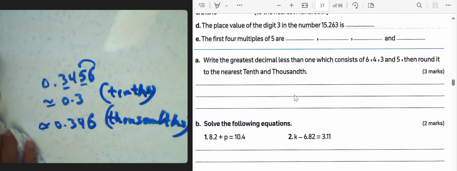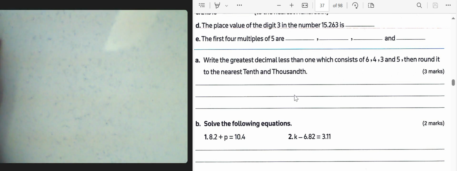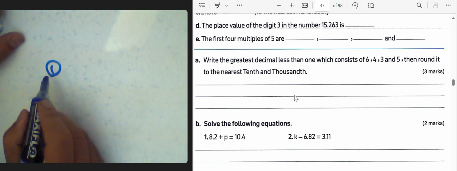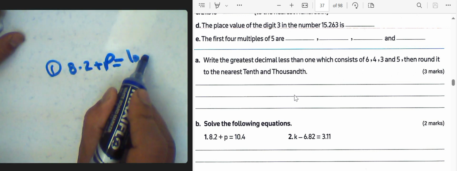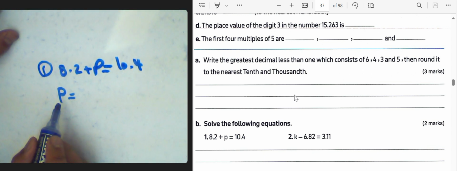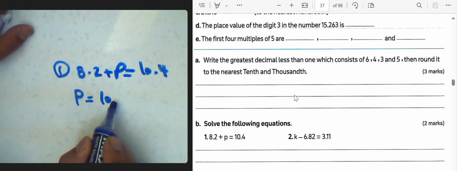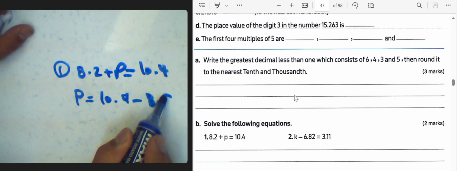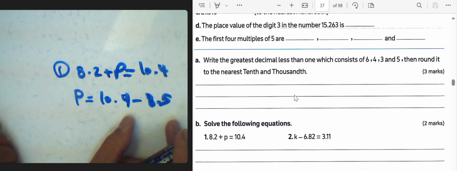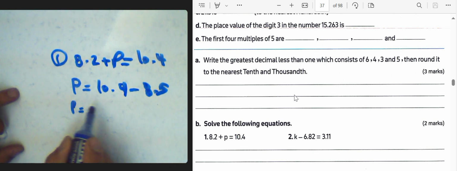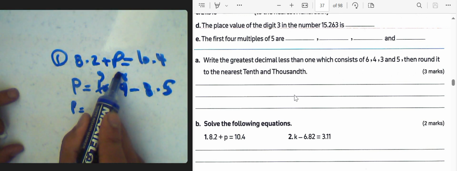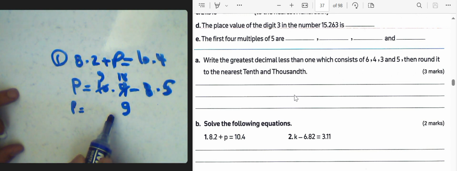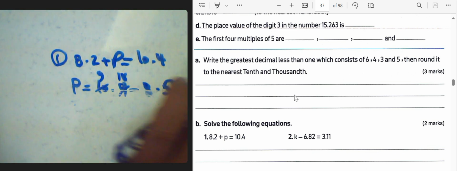Next question, letter B. Solve the equation. Number 1: 8.2 plus b equals 10.4. We can find the value of b by the difference between two numbers: 10.4 subtract 8.2. We have the minuend and subtrahend to find the difference between them. 4 minus 2 is 2, then 10 minus 8 is 2. The result will be 2.2.